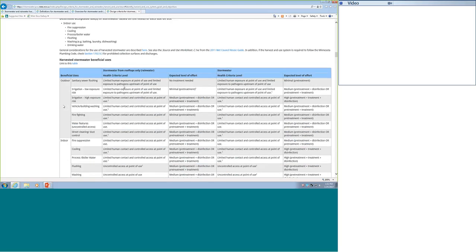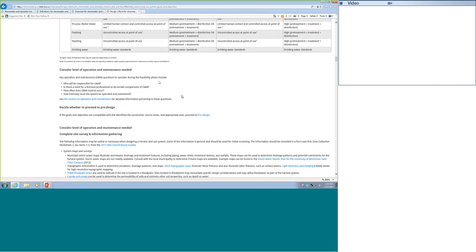Here again, we just go through this table. It's very similar to what I showed you previously. You can look at your beneficial use, and then you can determine what sort of treatment level might be necessary. So essentially, a big question at the beginning is, what treatment might I need and how much? That'll dictate cost and the complexity of your system.